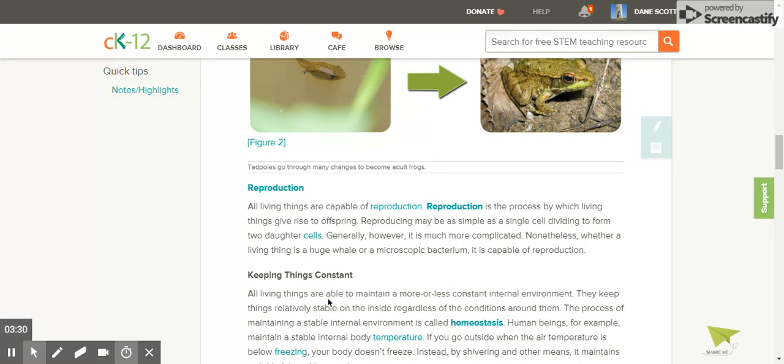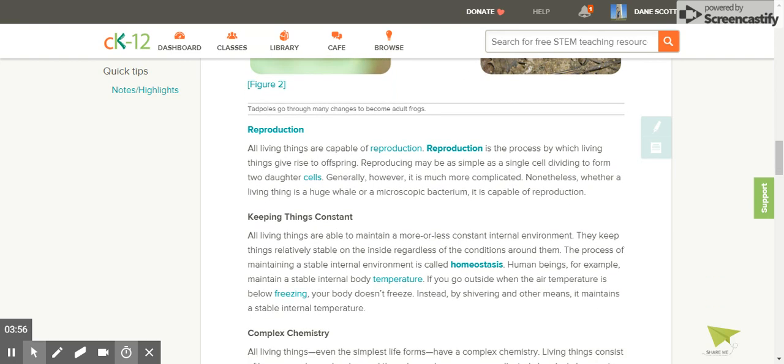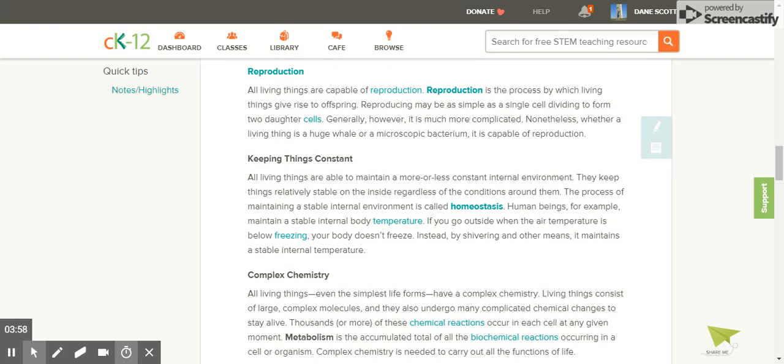Reproduction. All living things are capable of reproduction. Reproduction is the process by which living things give rise to offspring. Reproducing may be as simple as a single cell dividing to form 2 daughter cells. Generally, however, it is much more complicated. Nonetheless, whether a living thing is a huge whale or a microscopic bacterium, it is capable of reproduction. Without this idea of reproduction, a species would go extinct. And many have, because they weren't able to reproduce.